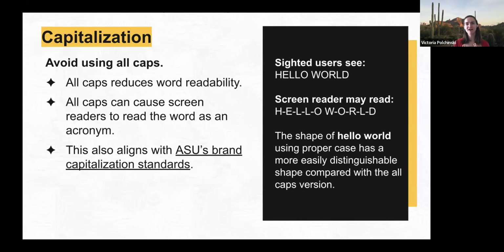On the right, I have an example of what a sighted user might see, "Hello World" in all block text, but a screen reader may read HELLO, so they may read the entire word or sets of words aloud by each letter. And then the other thing is that the shape of "Hello World" using proper case has a more easily distinguishable shape compared with the all caps version. So just avoid using all caps when communicating in your day-to-day content.